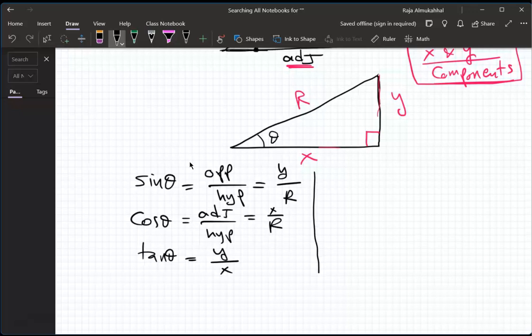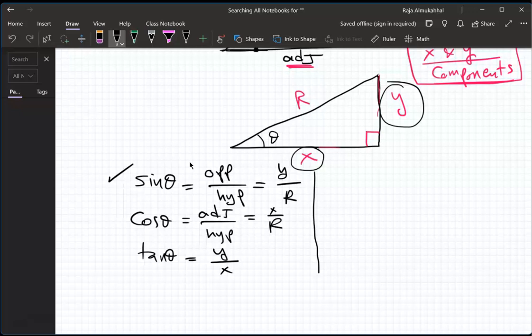I would like to write y in terms of the hypotenuse r, or I would like to write x in terms of the hypotenuse r. This is how we write it. In other words, if you look at this ratio right here for the sine, okay?